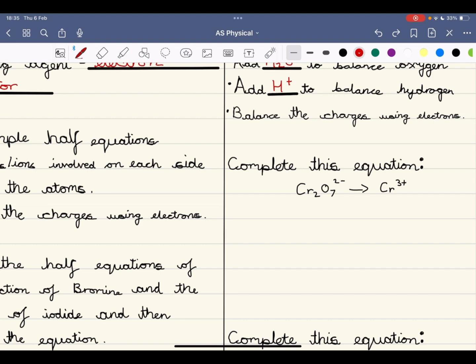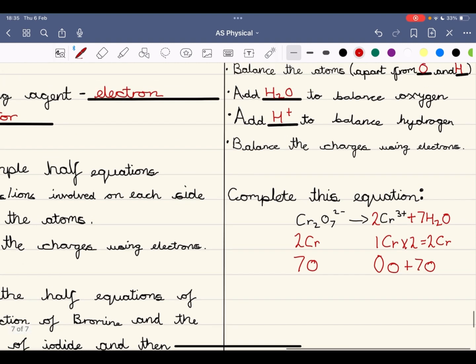Alright, so firstly, I noticed that we have 2 chromium atoms on the left side and 1 chromium atom on the right side. So I'm going to times this side by 2 so that we get 2 chromium atoms. So I'm just going to add a 2 here. And then we also have 7 oxygens here, whereas here we have 0 oxygens. So I'm going to add 7 oxygens. And the way we do this, instead of adding just oxygen, we add water when we're balancing out oxygen, like these rules that we said here.